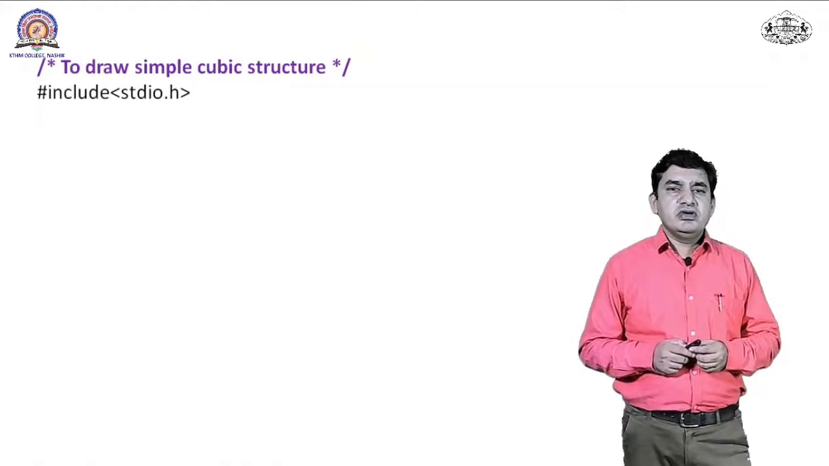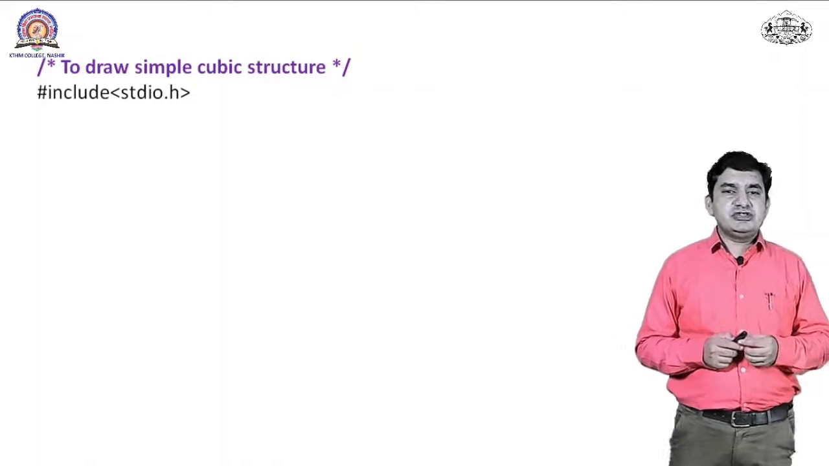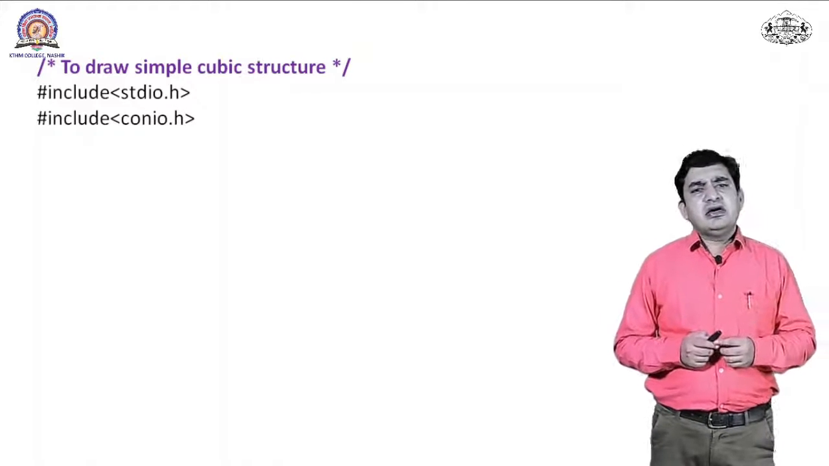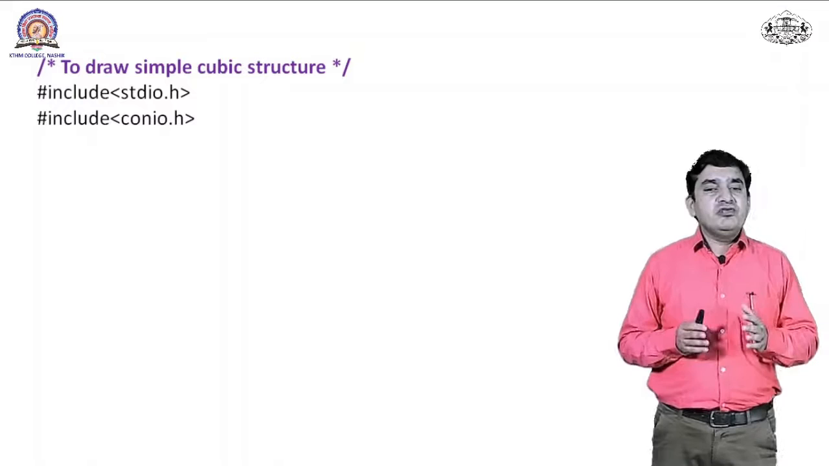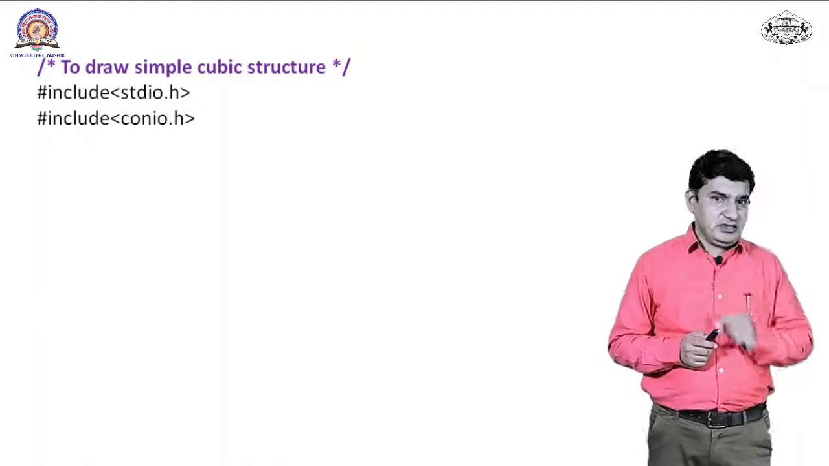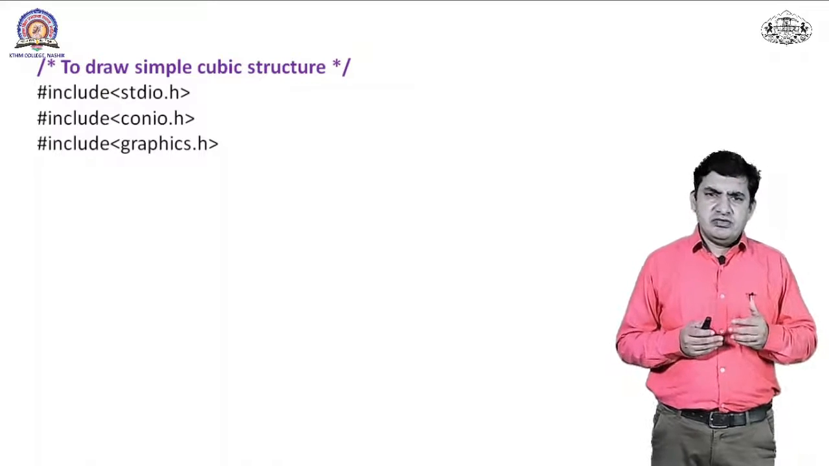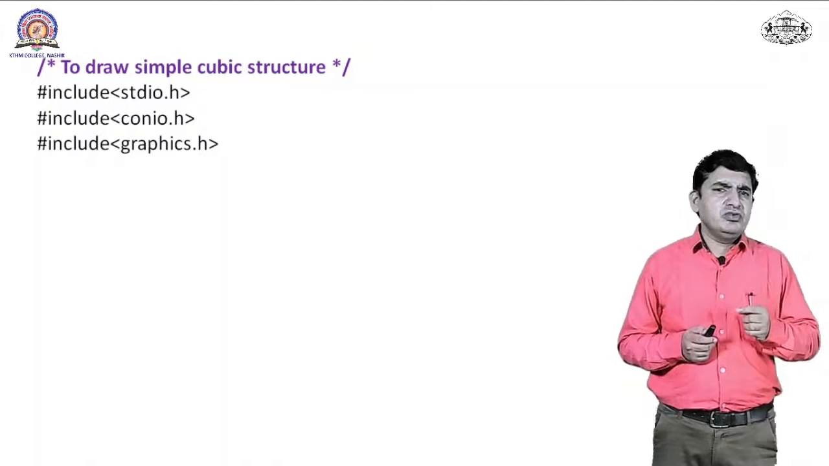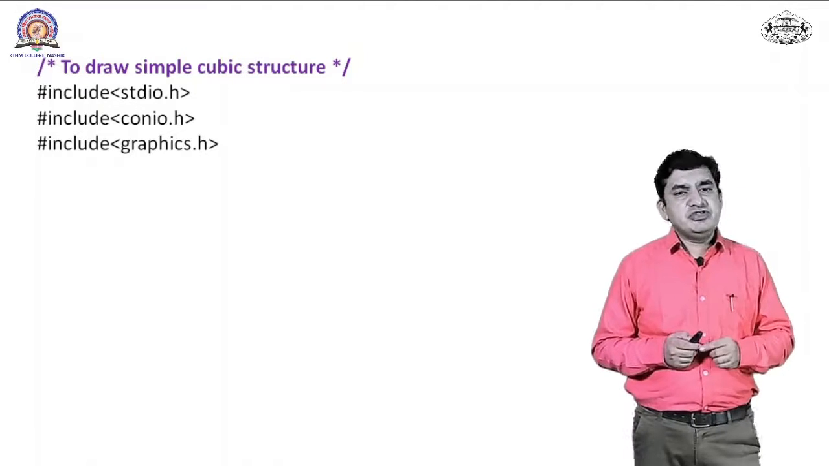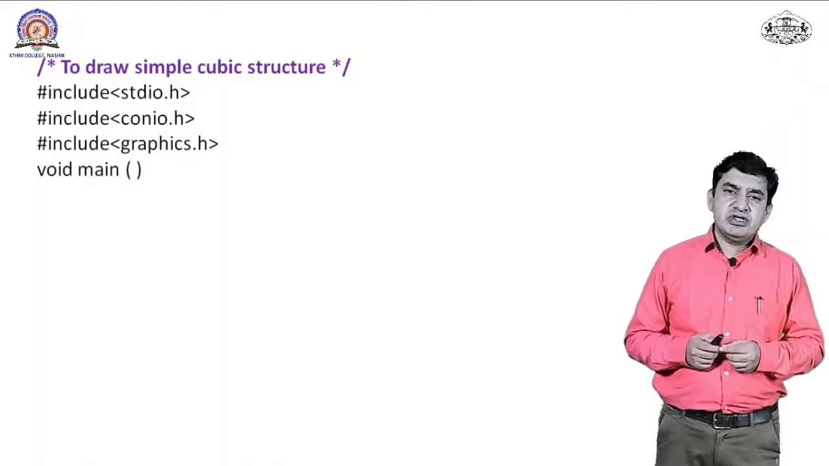Again, #include stdio.h. #include is a preprocessor directive, and stdio.h means standard input output header file. Then #include conio.h. Here we use conio.h because in this program we use clear screen. Then #include graphics.h because we have to draw the simple cubic structure in graphics. .h means header file. Then the main function is used to execute the code.